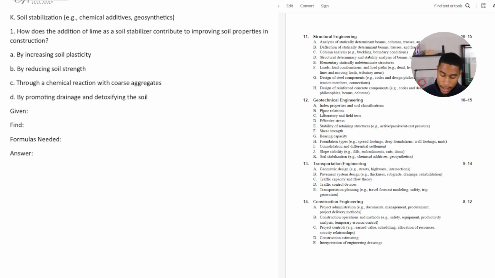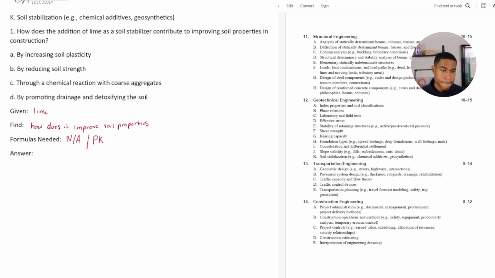All right, so number one says, how does the addition of lime as a soil stabilizer contribute to improving soil properties in construction? Okay, so first things first, we want to write anything that we're given. We know we're dealing with lime here, as a soil stabilizer contributing to improving. So how does lime improve soil properties? Okay, so are there any formulas needed? No, not applicable, but you do need some prior knowledge, right? Some PK.